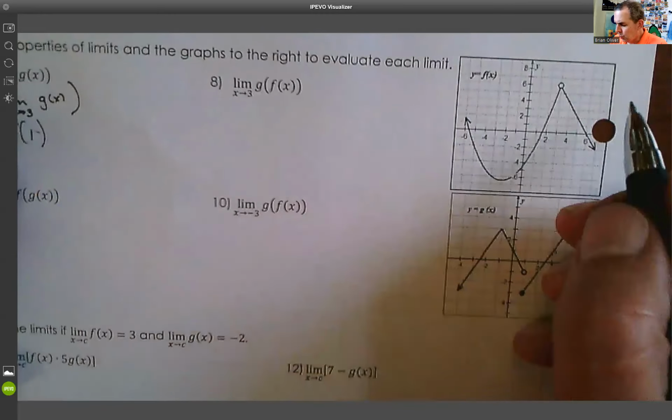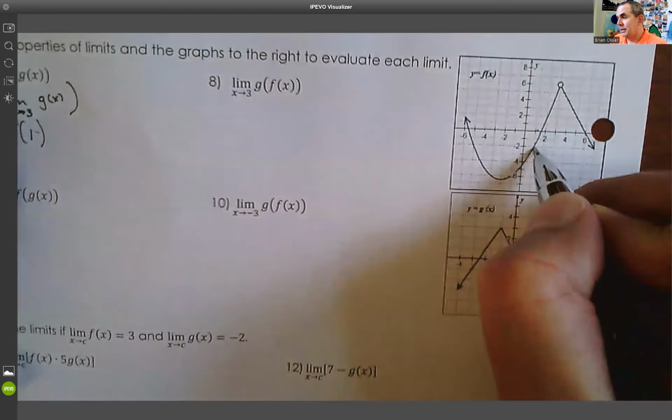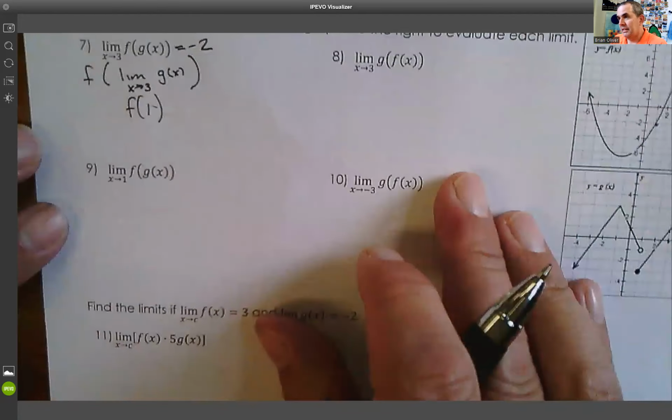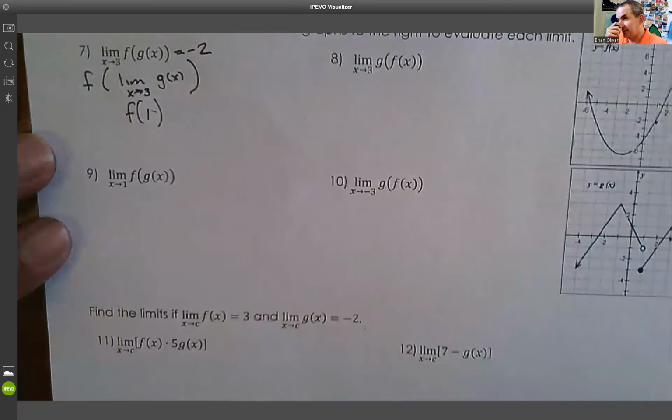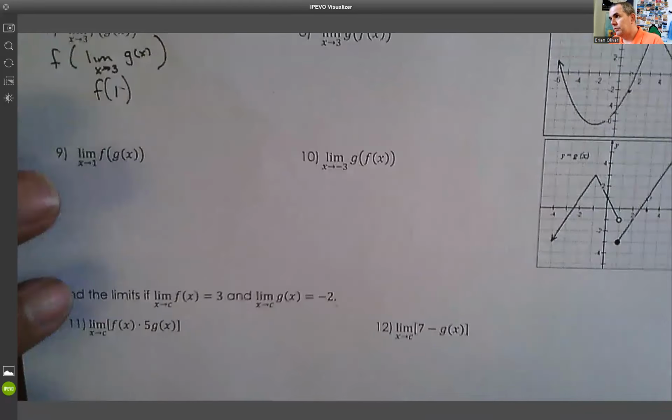I'm going to come over here to 1 on the f. I'm going to trace my finger down, and I'm going to see that it's -2. So this gives me -2. What that says is the limit of this composite function is -2, and that process is going to hold true for all of these.